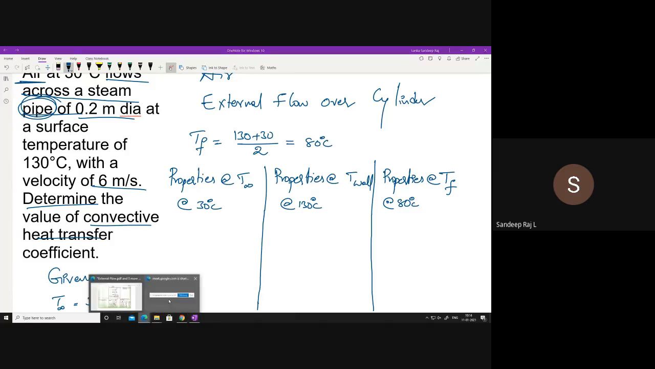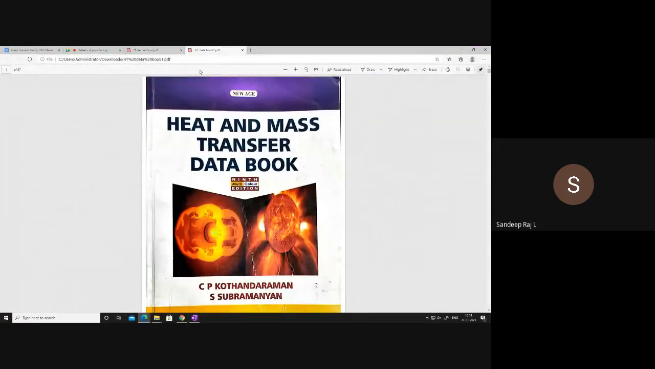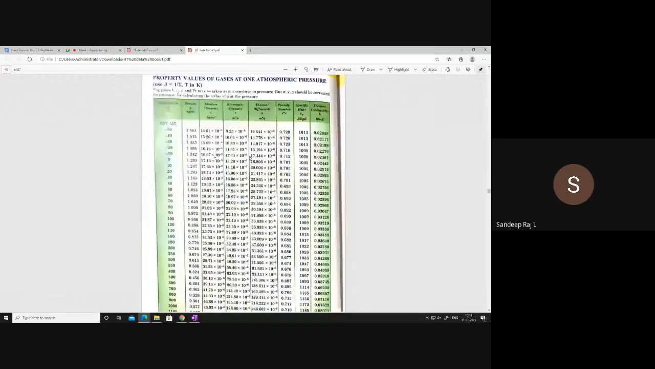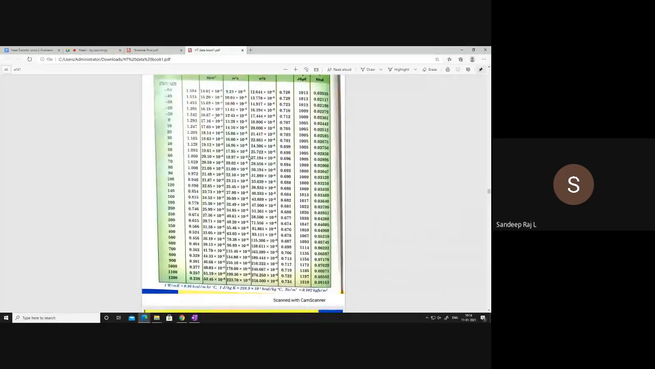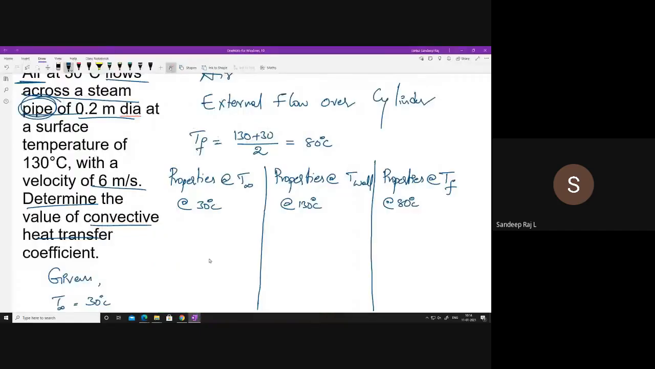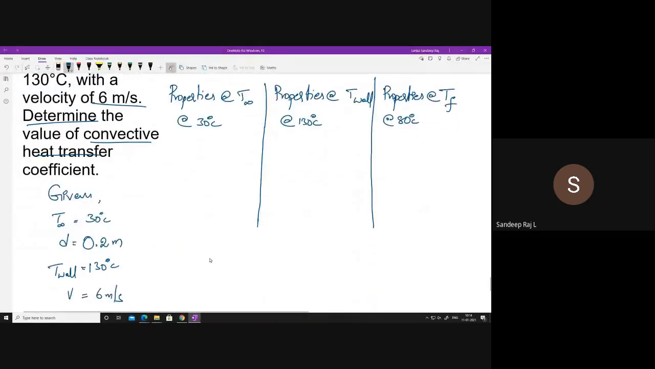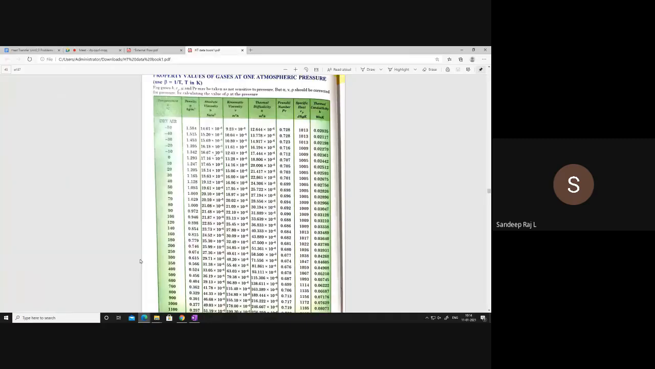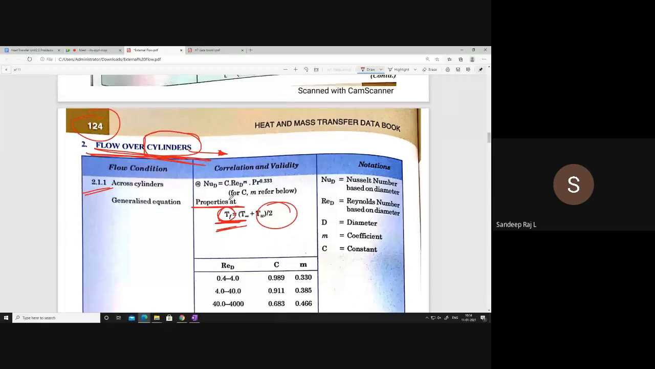So for this, you have to go to the data book, go to page number 42 for air. It is here. So for each and every case, you have the property values here. You have to substitute them appropriately, right? So let us leave this aside and move to the calculation of the Reynolds number, Nusselt number, and so on. Now let's look at the formula first and then come to this. Move to page number 124.